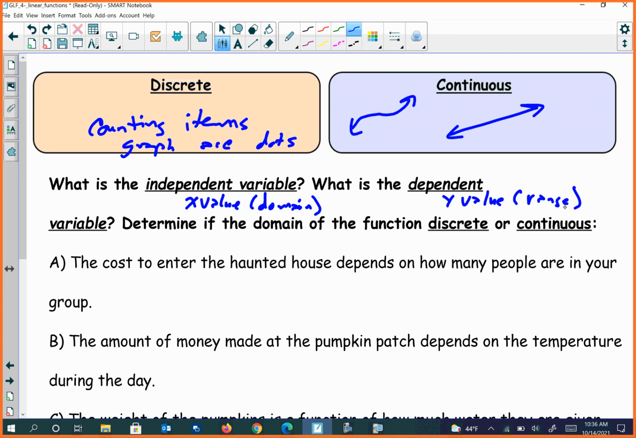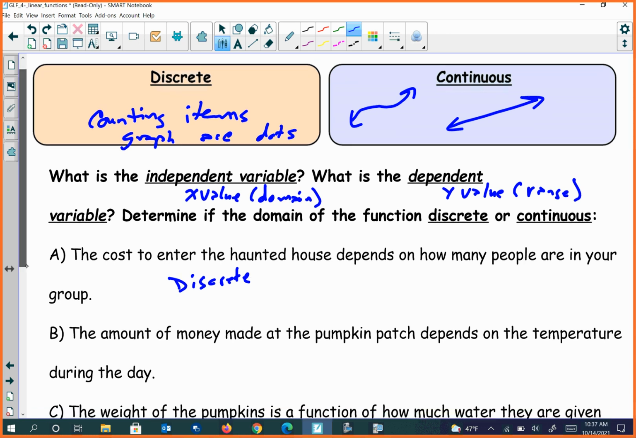Determine if the domain of the function is discrete or continuous. The cost to enter a haunted house depends on how many people are in your group. So even if you had a really short friend that came with you, do they still charge that person the same ticket? Yeah, so this would be discrete data. If you had the temperature of the classroom on Monday was this, on Tuesday was this, on Wednesday was this, the temperatures might be going up and down and fluctuating, but all of the temperatures in between would take place, so that would be continuous. So discrete would be you're counting people going to a haunted house.